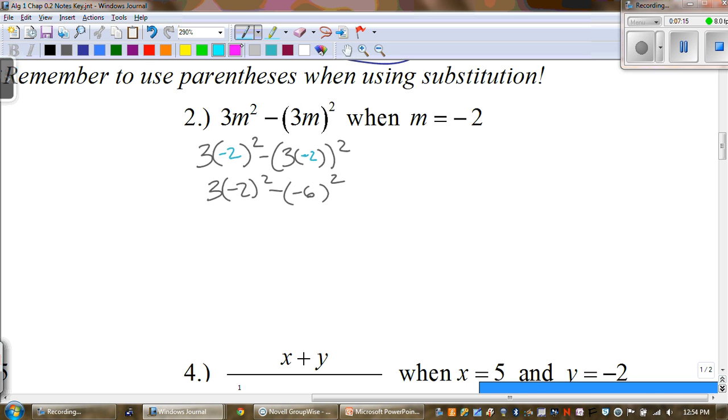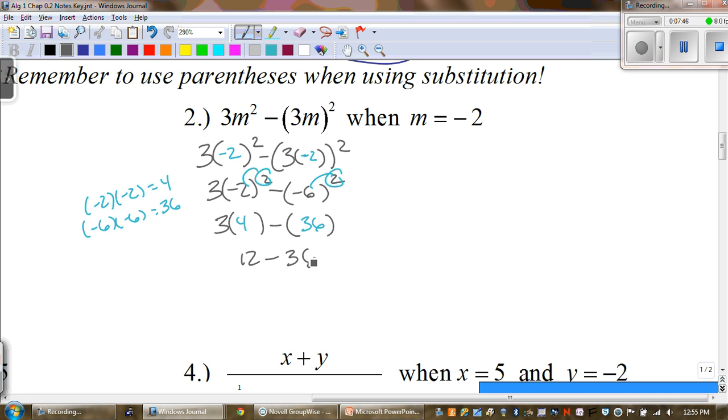Okay. Now we can do our exponents. We've got 2 of them that we have to worry about. So -2 times -2 is +4. And then we also have -6 times -6, which gives us +36. Okay, 3 times 4 is 12 minus 36. All right, and now the next step to do is this is a click-click situation.